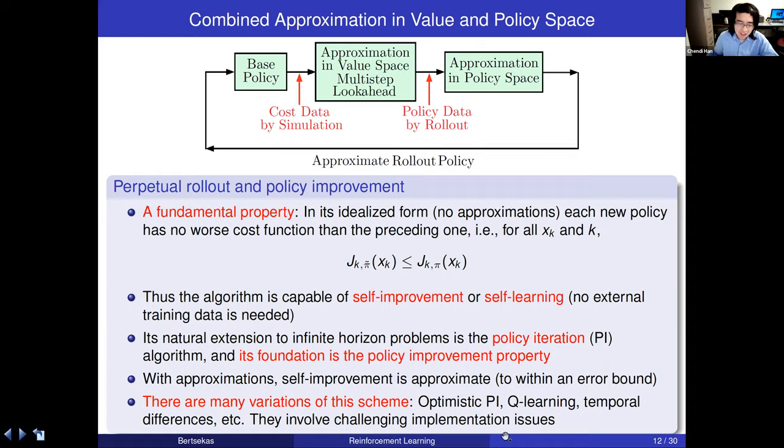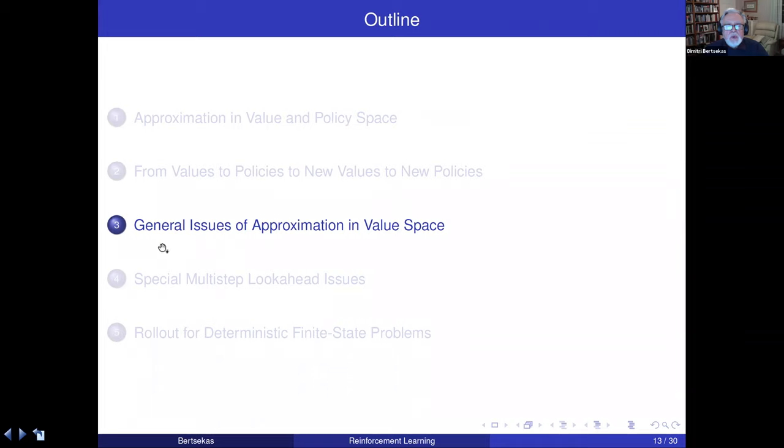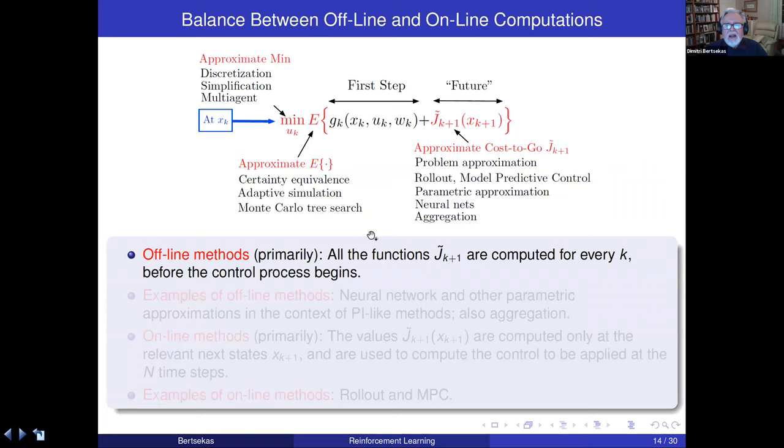Okay, so now let's discuss a few generic issues of approximation in value space. You've heard me mention online methods or online computations and offline computations. So what do we mean by offline? Well, an offline computation is something that we do before u0 is applied, before the very first control is applied, before the system has started operating. That's what we mean by offline. By online, we mean either at u0 or after u0, okay? So basically, we have a lot of time to do computations offline, but relatively limited time to do computations online.